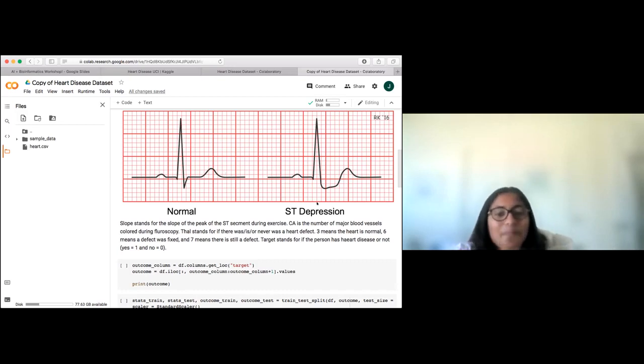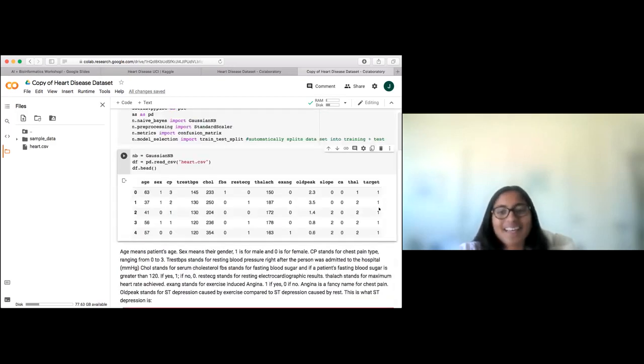FAL stands for if there was, is, or never was a heart defect. 3 means the heart was normal, 6 means the defect was fixed, and 7 means there's still a defect. So this would apply if you had any congenital heart defects or anything like that. Target stands for if the person has heart disease or not. So this is what we're trying to predict after that very long explanation of all the parameters. So target is what we're trying to predict.